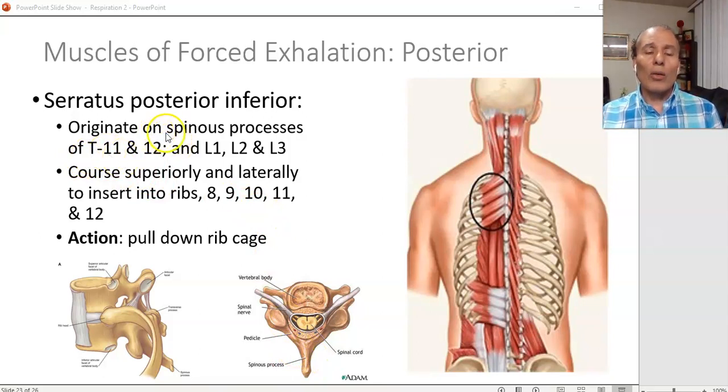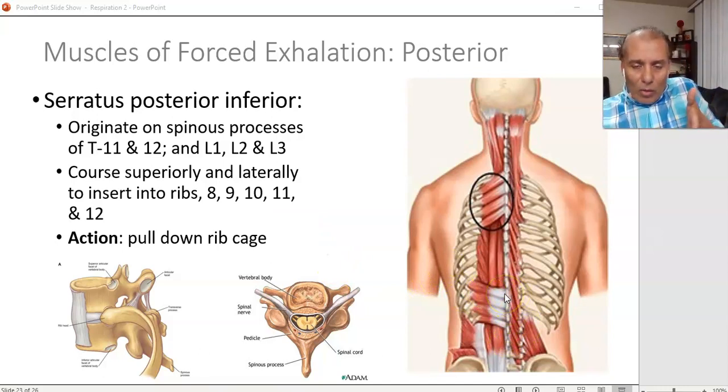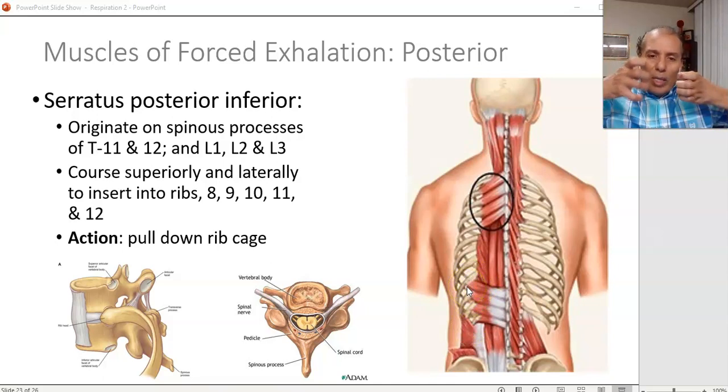So the first segment originates on the spinous process of thoracic vertebra number 11, and then 12, and then the lumbar vertebrae 1, 2, and 3. So this is the origin. They course laterally and slightly superiorly to ribs number 8, 9, 10, 11, and 12. And when they contract, they bring these ribs in and down.